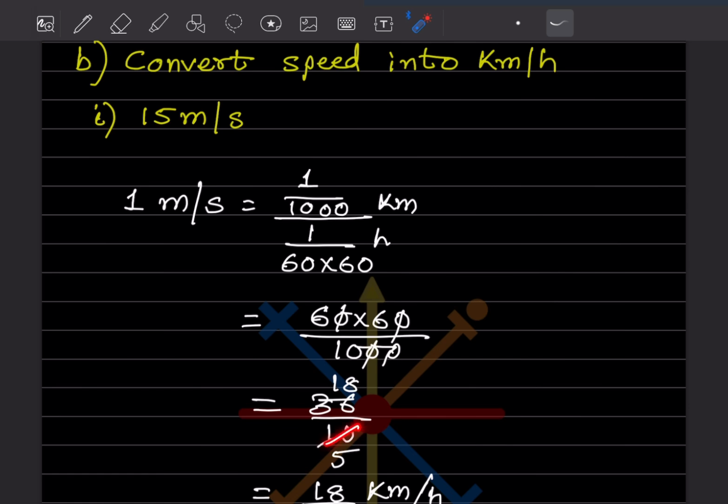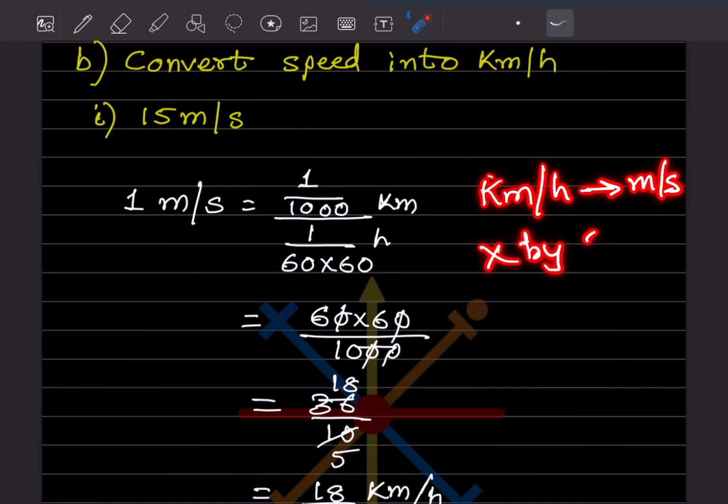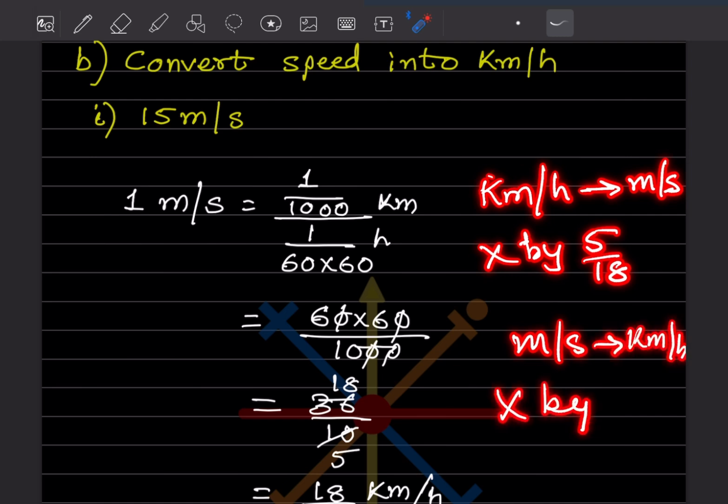36 by 10 means here 2 5s are and 2 18s are. That is going to be 18 by 5 kilometer per hour. As I told you earlier, from kilometer per hour to meter per second, what did we see? You multiply by 5 by 18. And if it is meter per second to kilometer per hour, you have to multiply by 18 by 5. Have you seen this one?